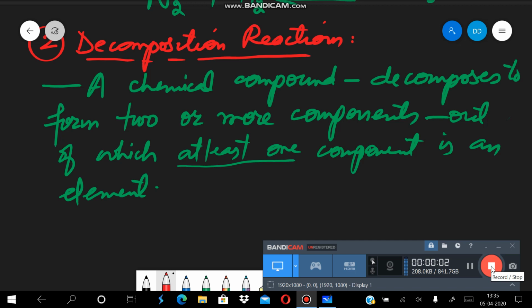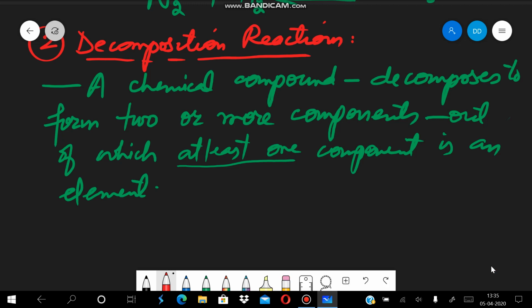Now the second type is decomposition reactions. Decomposition reaction is the reverse of combination reactions. In these reactions, a chemical compound decomposes and forms two or more components, and at least one of the components formed should be in its elementary state.